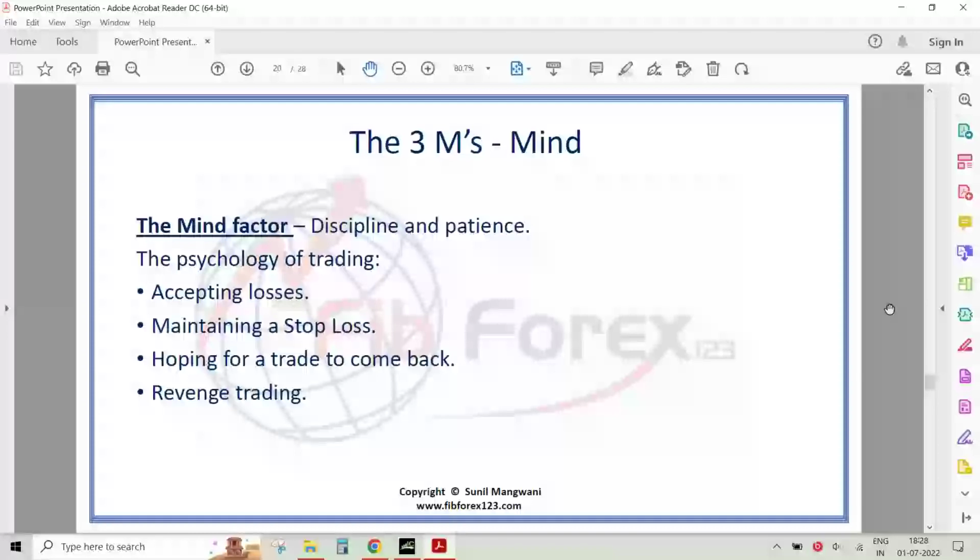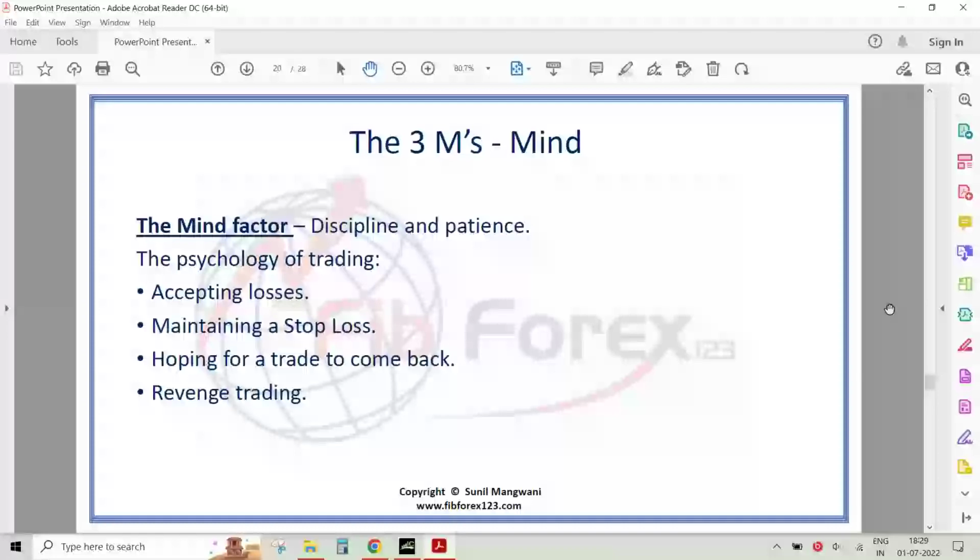hoping for a trade to come back. You're in a trade and you keep moving your stops, saying, oh, it's just going against me and it's going to come back. That's the worst thing you can do. Trade goes against you, you have your stop loss in place. Take the stop, take the hit, get out of the trade, move on to the next trade. That's it. That discipline has to be there. You cannot wait for a trade to come back, it's going to make it worse.